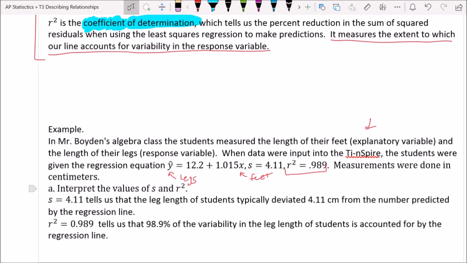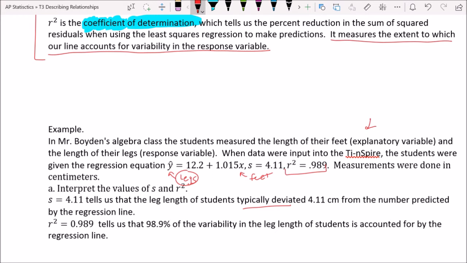Okay, here they are. This is the classic textbook response. In this one, we're going to reference the value for s. So s being 4.11 tells us that leg length of students typically deviated. Leg length is referring to the response variable, right? Typically deviated, I'm saying it's a standard deviation, typical distance, 4.11 centimeters from the number predicted by the regression line. Guys, that's a classic textbook response.